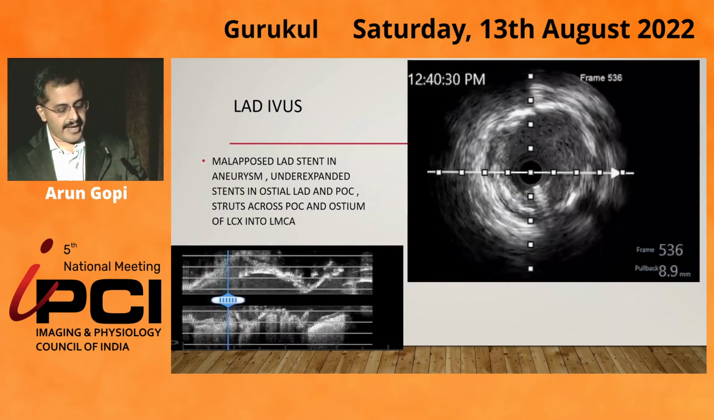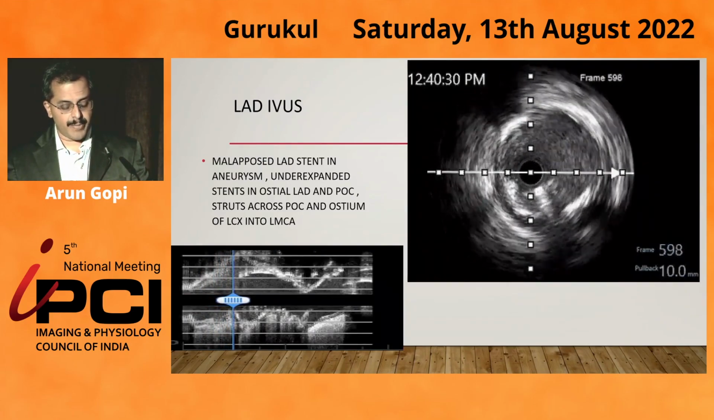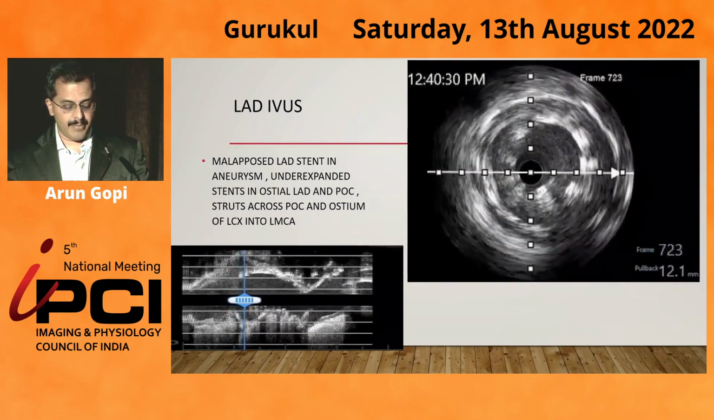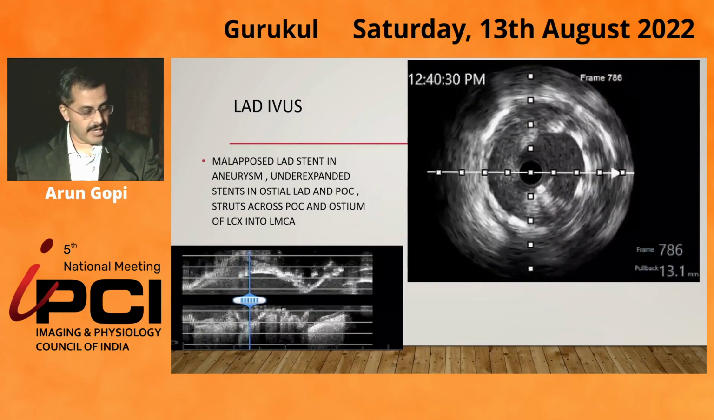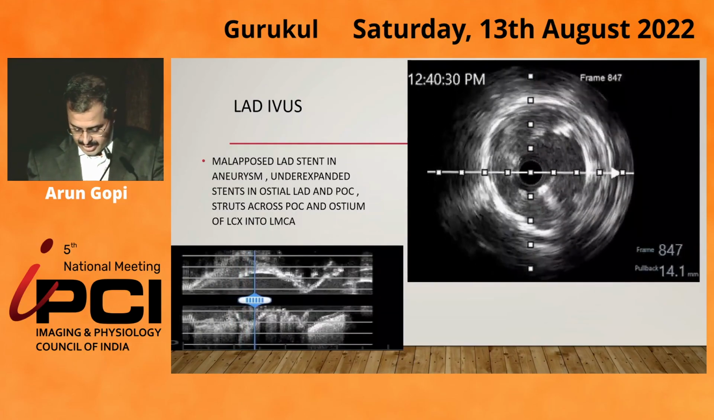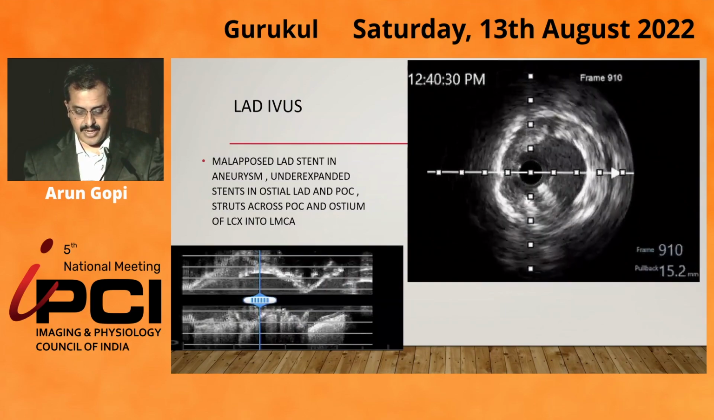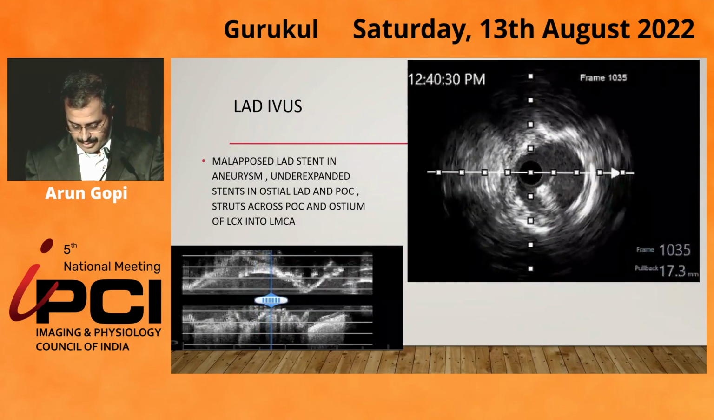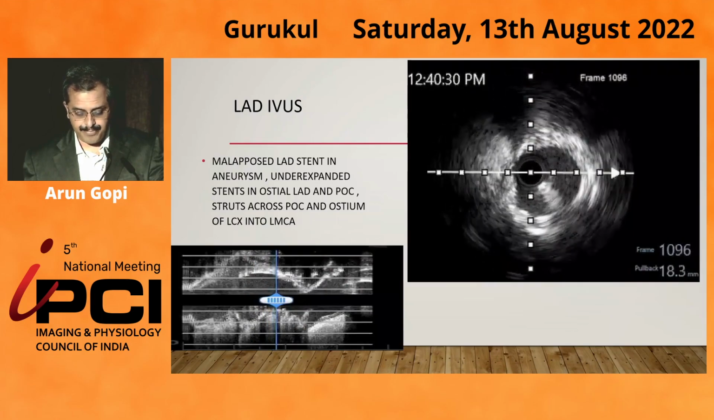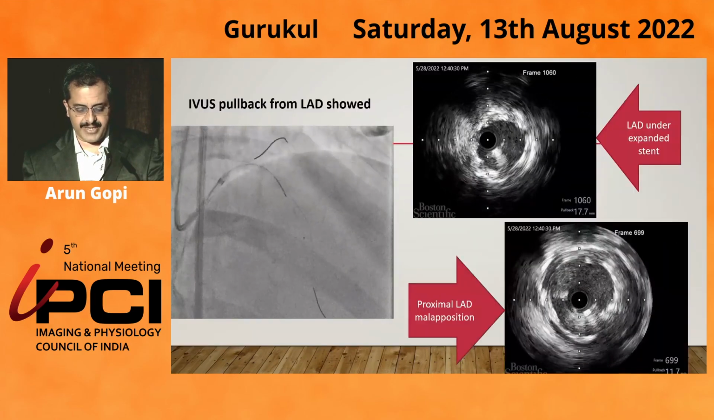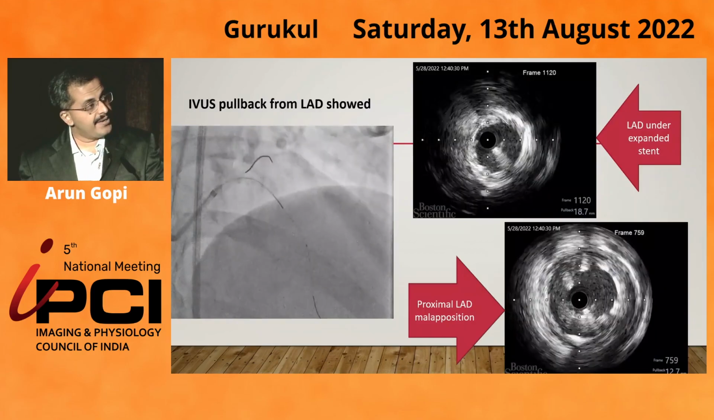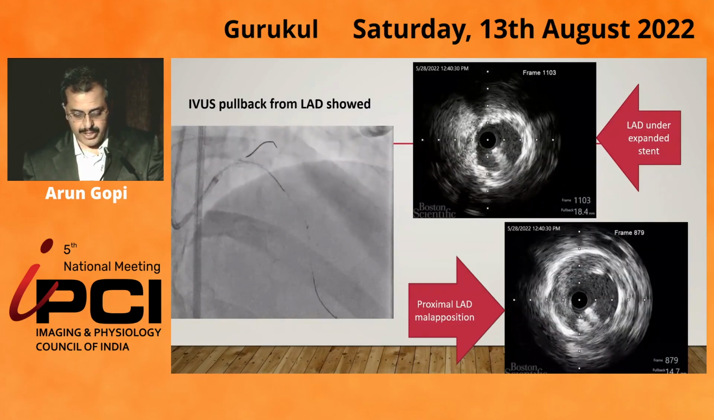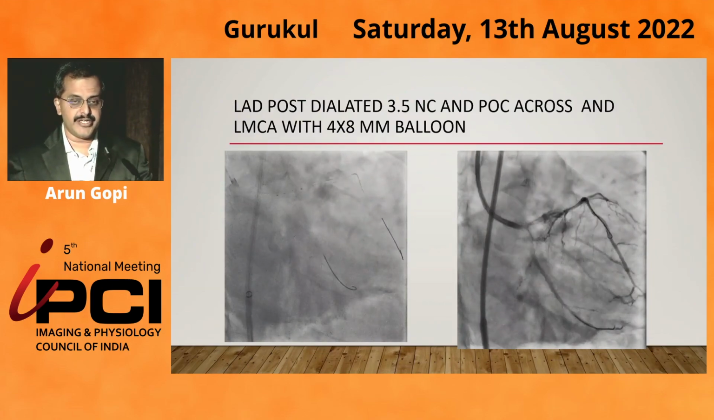The stents are actually, as expected, extending across the polygon of confluence, across the ostium of circumflex into the distal left main. That is probably the reason for the left circumflex ostial disease. You can see, as you come proximally, the stent is across the polygon of confluence, across the ostium of circumflex. And you also have underexpanded stent in the ostium of LAD and LAD stent malapposition. So first we thought of addressing this stent issue in the LAD.